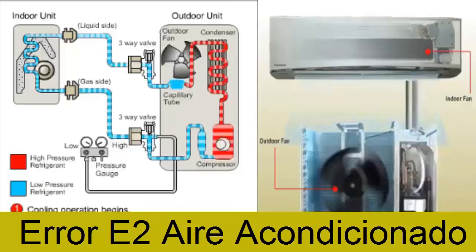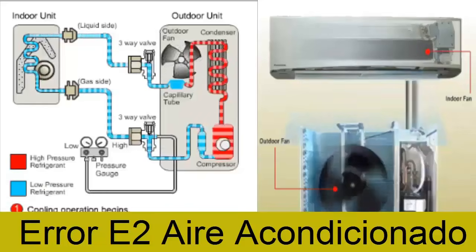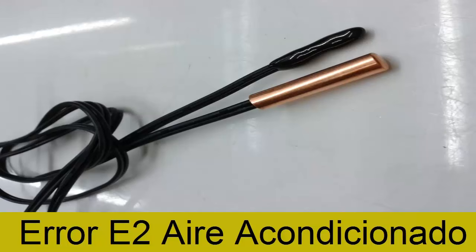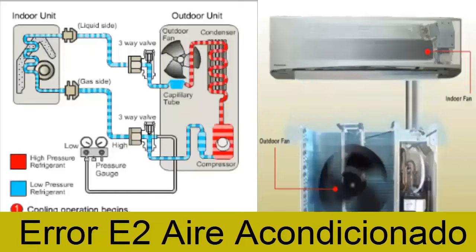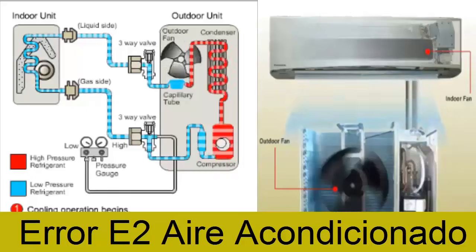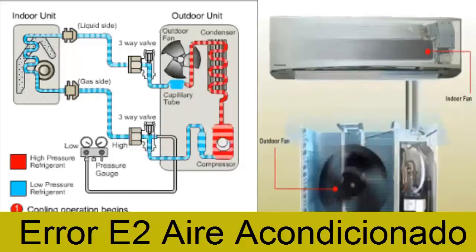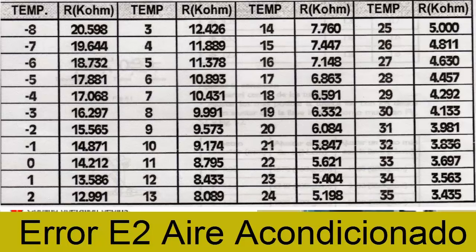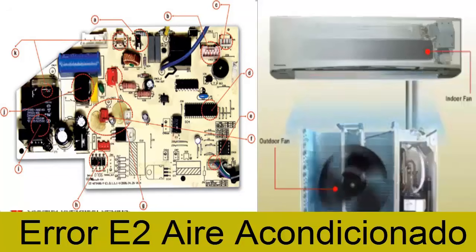What is the temperature sensor? The temperature sensor is a device that measures the room's air temperature or evaporator temperature, depending on the type of sensor. It is located in the indoor unit of the air conditioner. The temperature sensor is an electrical resistance that receives electrical current from the card or control board. The electrical resistance of the sensor changes when the temperature changes, causing a voltage change in the electrical current supplied by the electronic board.